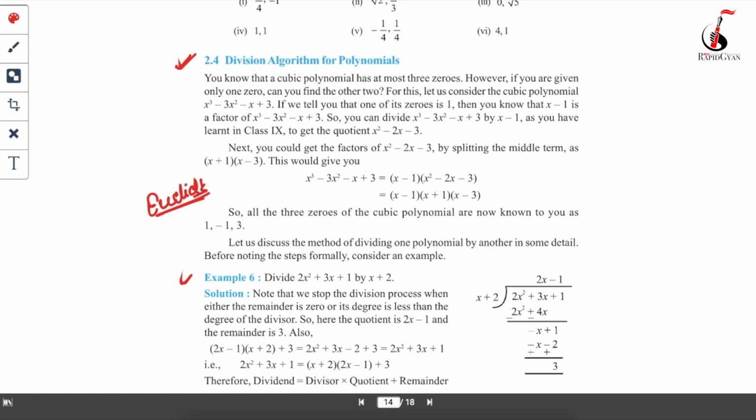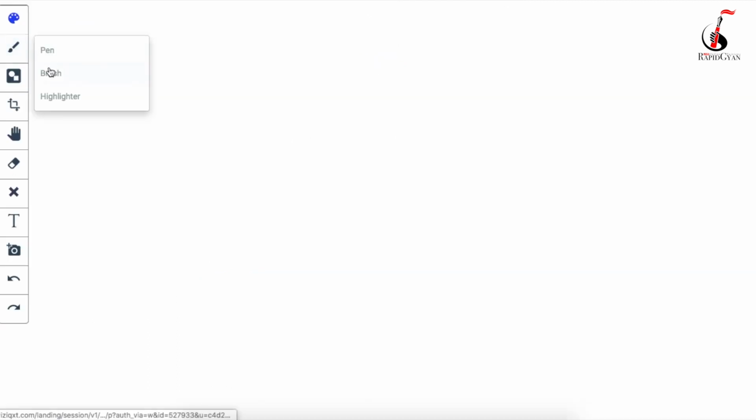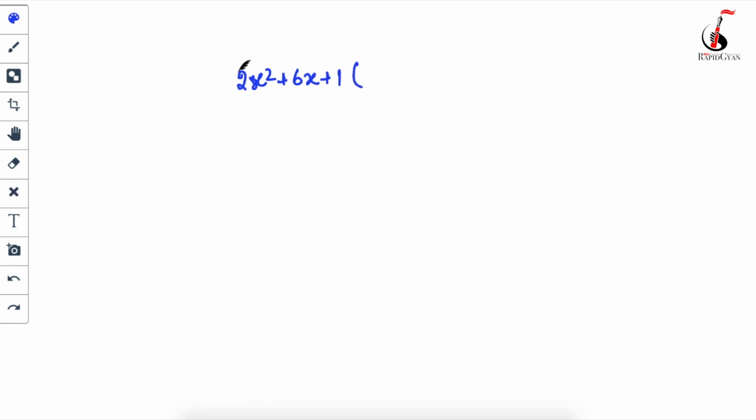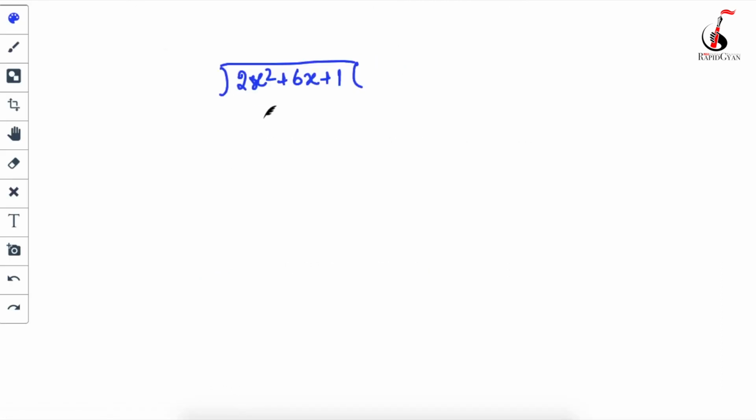2x square plus 3x plus 1. I will go on the next board. Okay, sorry, 2x square plus 3x plus 1, and we have to divide it by x plus 2. This is not 6x, this is 3x plus 1, and this we will have to divide with x plus 2. So how are we going to divide? Here beta, it's not a simple division. We are going to divide the polynomials.